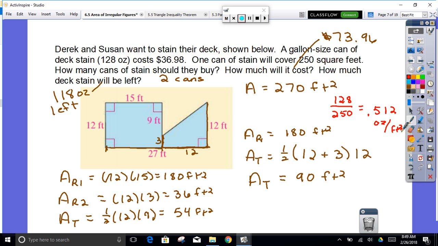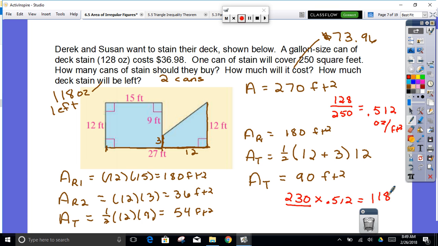Okay, so there were 230 square feet left in the can, and you divided that by 0.512 or multiplied it by 0.512? I divided it. I think. No, I don't think so, because 230 times 0.512 gives you the amount, which is 118.